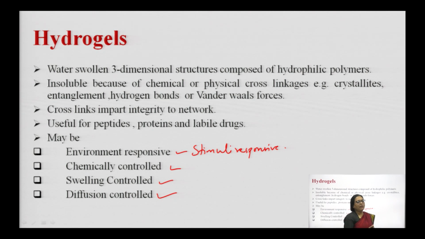Here the polymer is not in a gel state initially, rather on getting appropriate stimulus or encountering particular environment, the polymer will gel up in situ and exhibit slow drug release. Then we have chemically controlled hydrogels, similar to the chemically controlled systems, swelling controlled and diffusion controlled, all similar to the previous mechanisms discussed earlier.